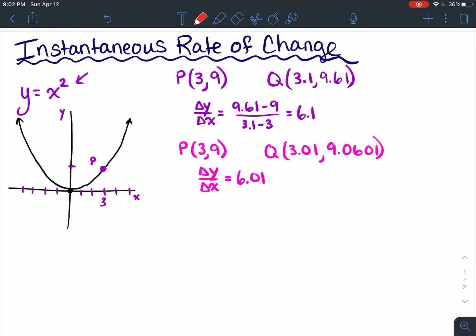And then let's do one more. Let's keep our point (3, 9), but let's pick a Q value that's even closer. Why don't we pick 3.001? So 3.001 squared will be 9.006001. I'm keeping all the decimal places. Any guesses what our slope is going to be?